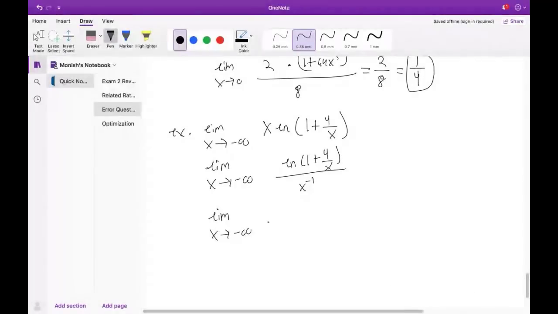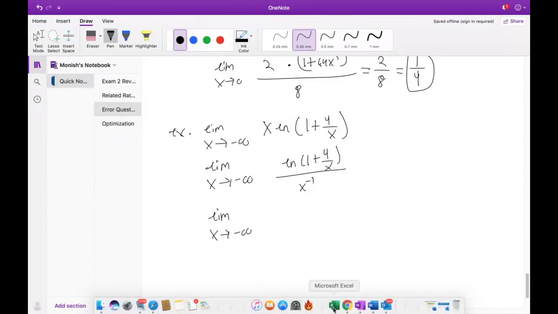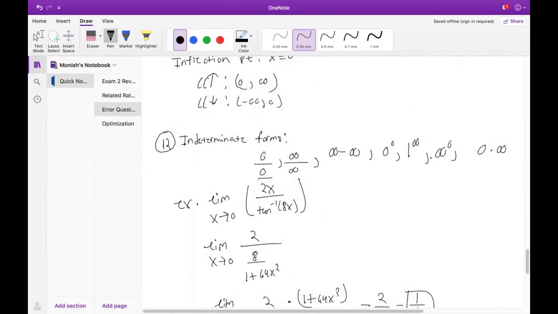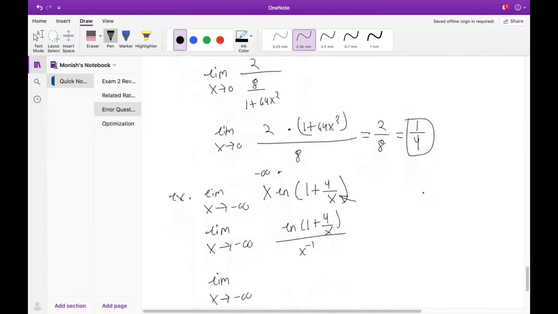Okay, so staying with this question, now I'll take the derivative of the top and bottom. Oh, why is this question indeterminate? If I try to evaluate from the beginning, I have negative infinity for x. If I plug in negative infinity for x here, I get 4 over negative infinity, which is 0. I get 1 plus 0, which is just 1, and then ln of 1, which is 0. So if we go back here, infinity times 0 is indeterminate.